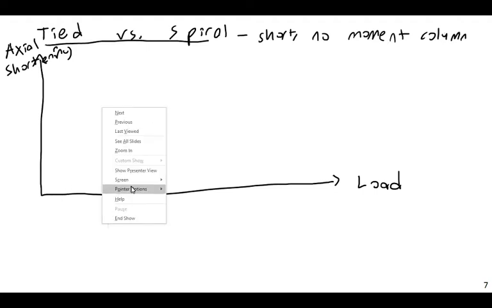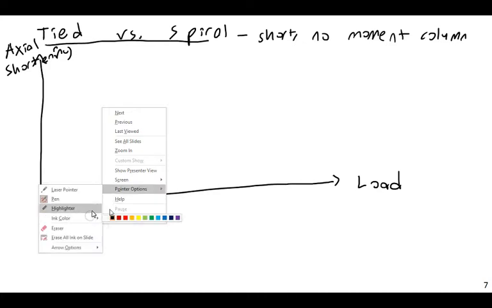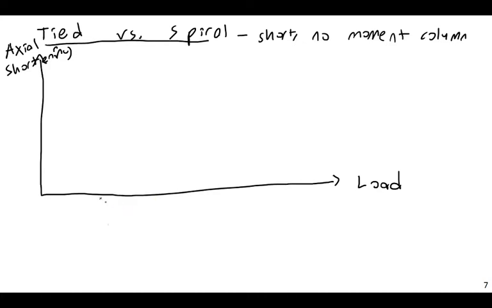First I'll plot out something like a tied column. Both of these initially are going to start out relatively linear. Maybe actually more like this. But then this is going to be the tied column, and it's going to fail in a more brittle failure. Low ductility.